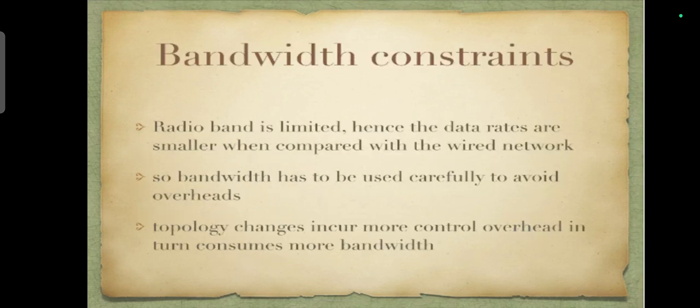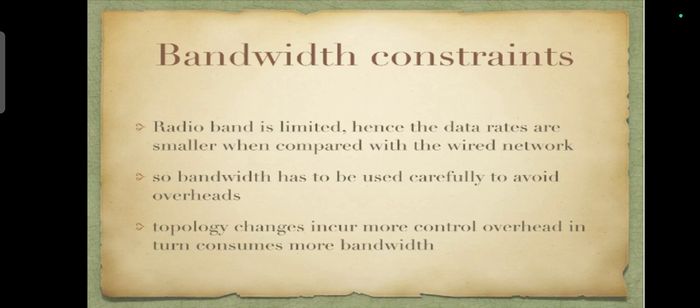The next issue is bandwidth constraints. In a wireless network, the radio band is limited and hence the data rates it can offer are much less than the wired network can offer. This requires routing protocols that use the bandwidth optimally by keeping the overhead as low as possible. The point to keep in mind is that the radio band is limited, hence the data rates are also smaller. So the bandwidth has to be used carefully to avoid overheads.